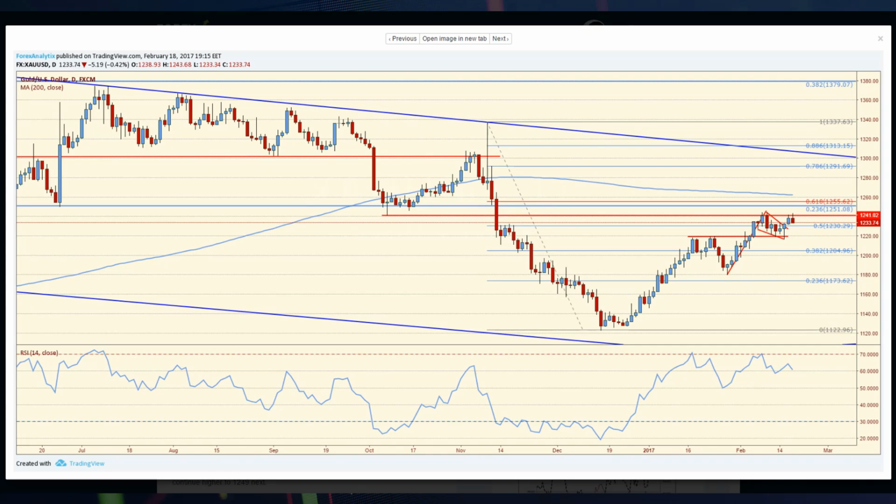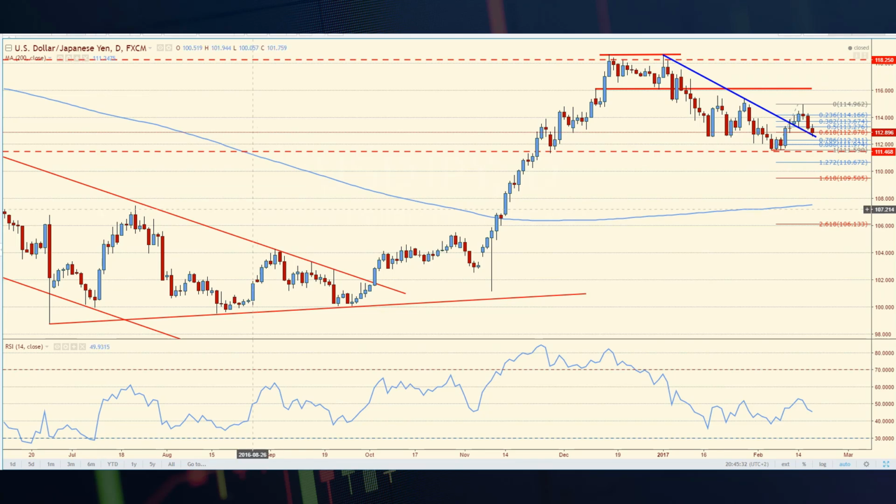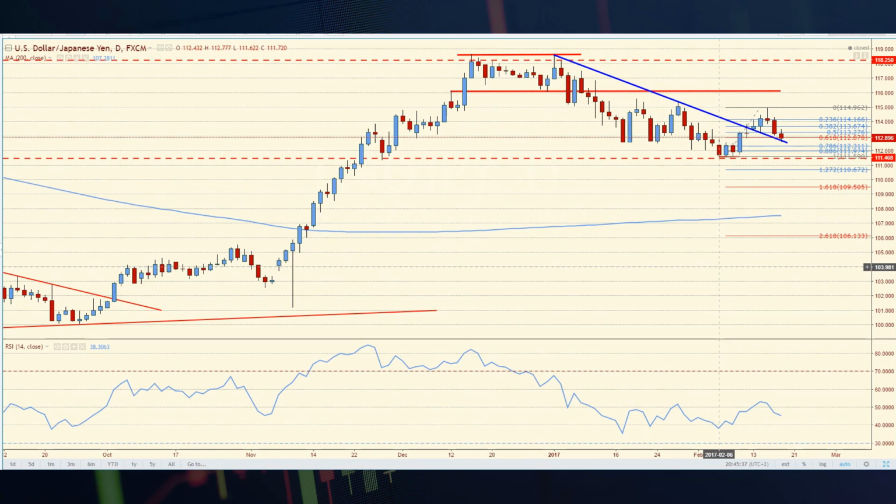And so for that reason, I don't have a lot of clear indication. If I even go over to the dollar yen, you can see this is a daily chart here in the dollar yen. We had this broken trend line. We broke above it.